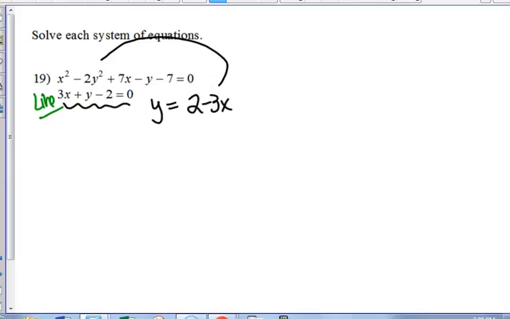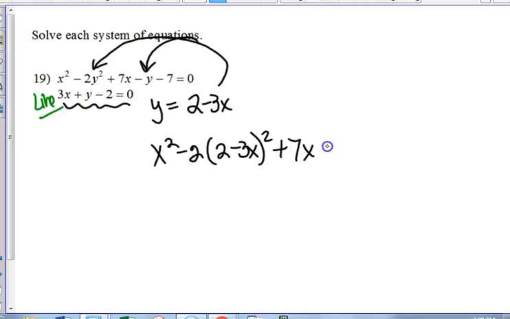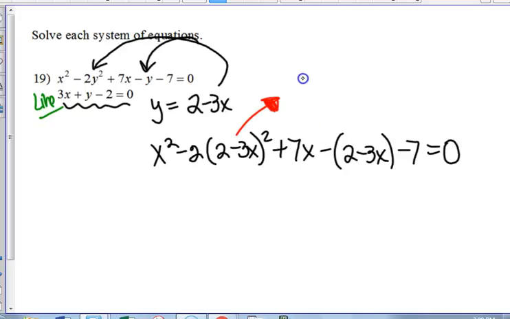Now we're going to plug this in for the y's, and it's going to be plugged in 2 places in the other equation. It's a hot mess. It's x squared minus 2 times (2 minus 3x) quantity squared, plus 7x, minus that same quantity, minus 7 equals 0. Do you see a little room for making a mistake here? No? Okay. Lots of very careful algebra involved here.